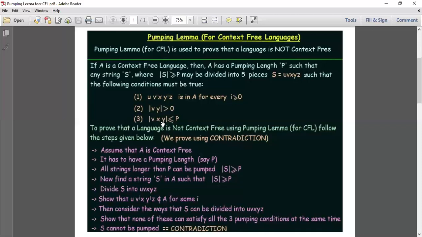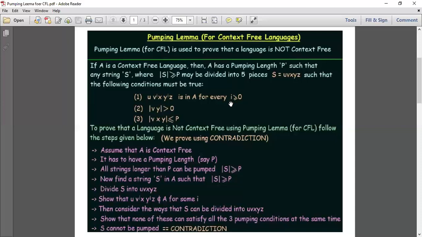If all three conditions are satisfied for a particular language, then that language is called a context-free language. But in the pumping lemma, we always prove that the given language is not context-free. So either condition one, two, or three is not satisfied. We focus on condition one first. Clear? So this is the basic theoretical part of the pumping lemma: how to prove whether the given language is context-free or not.